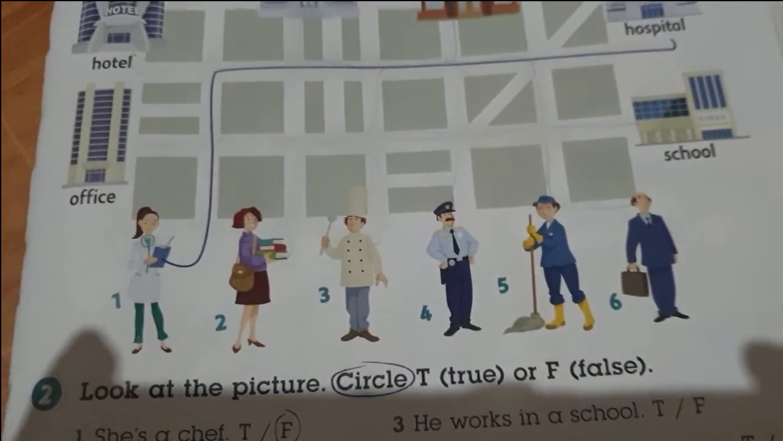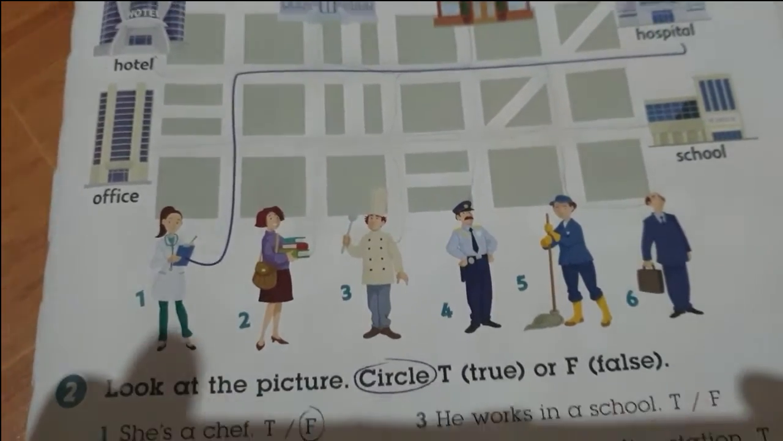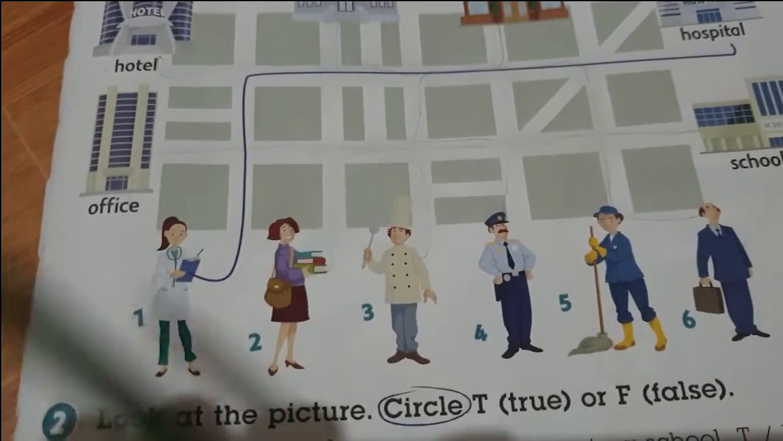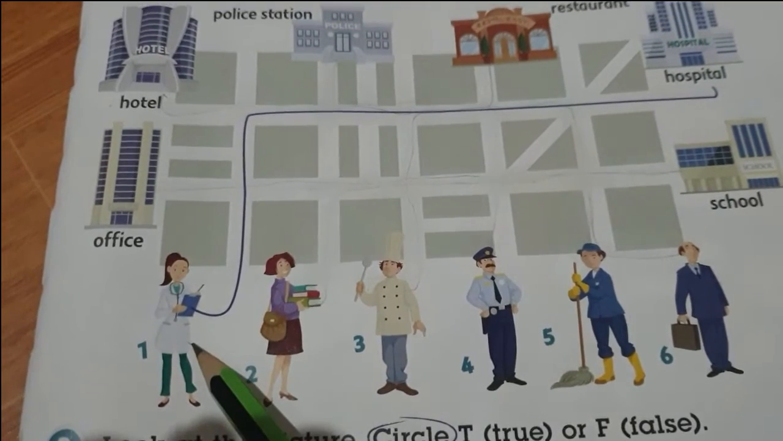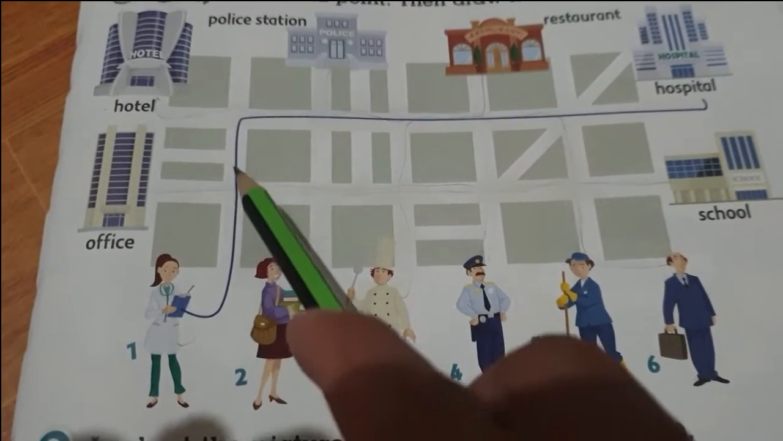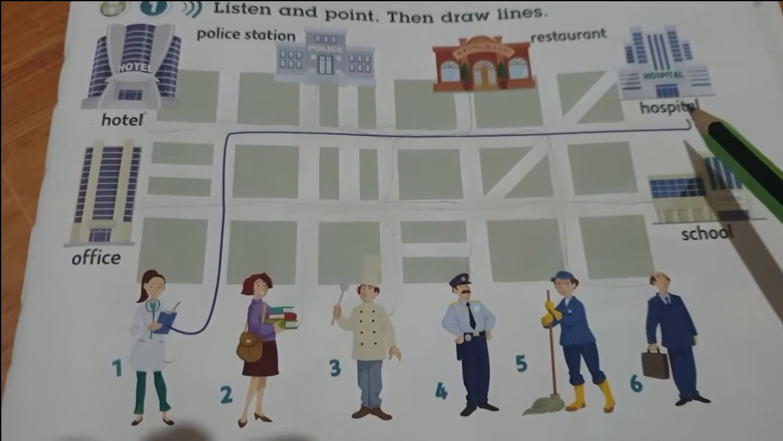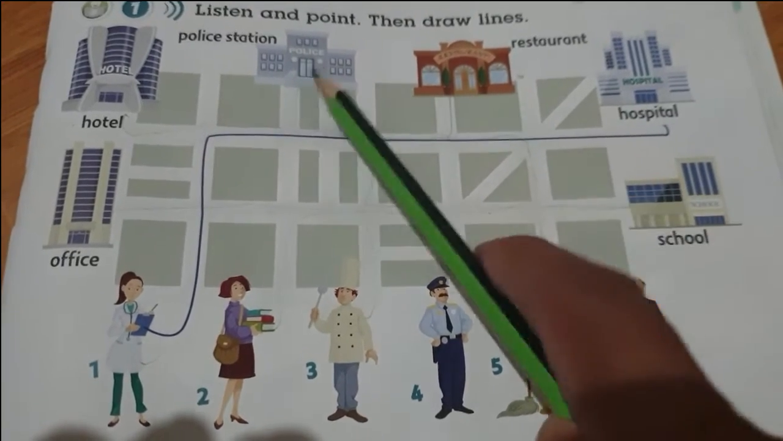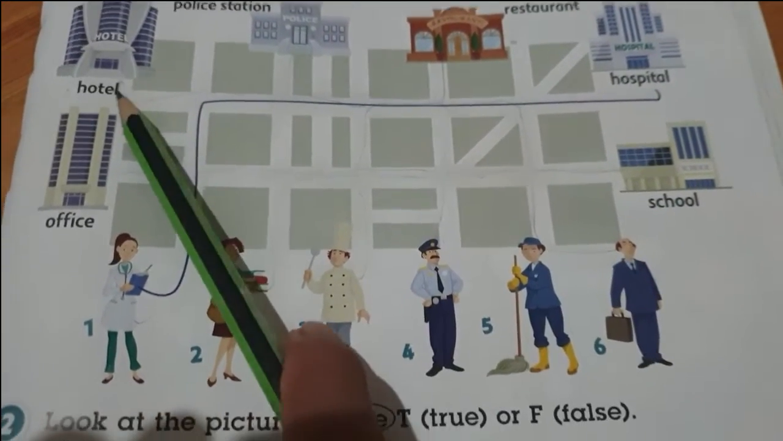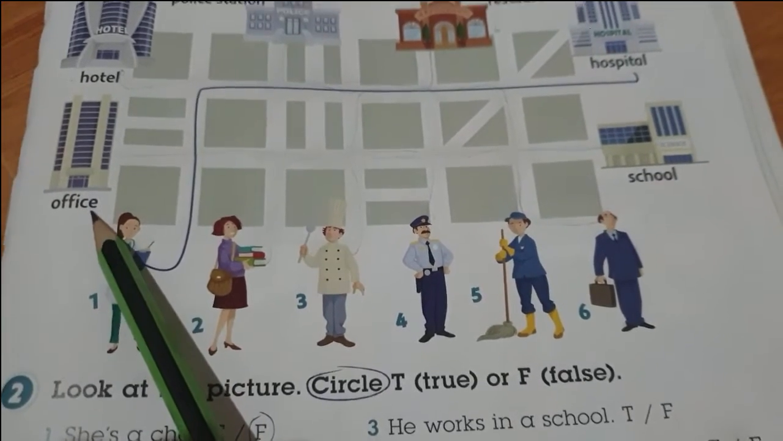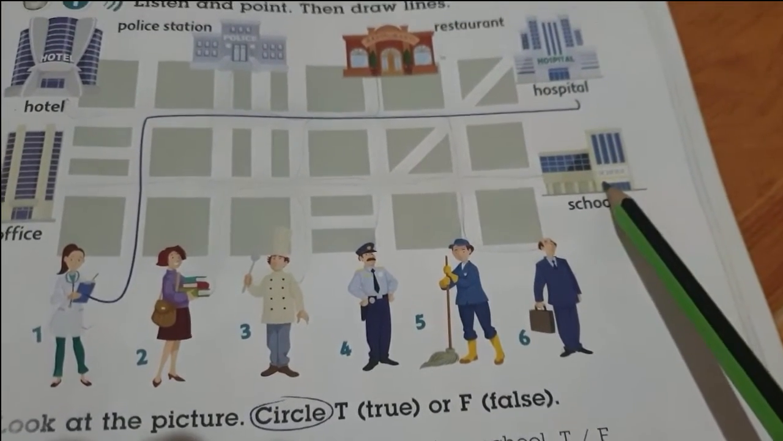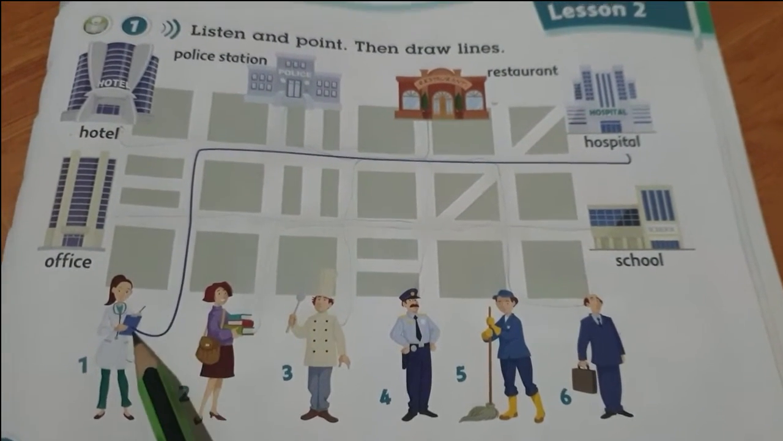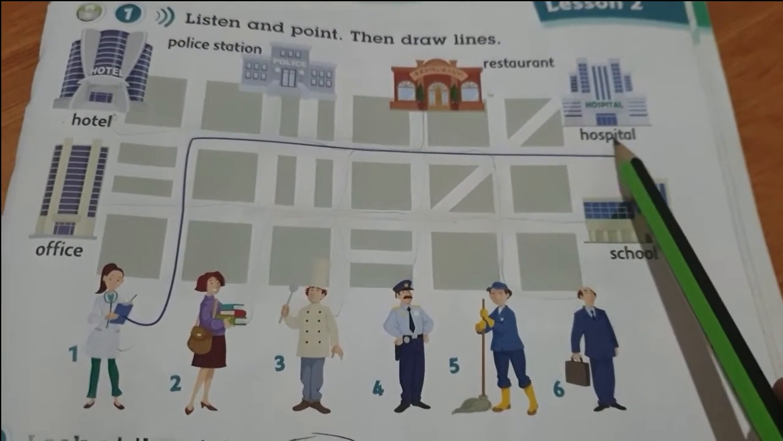What does he do, everyone? What does he do? Yes. Number one, she is a doctor, right? Okay. She is a doctor. So, teacher gave you the drawing already. So we have the words: hospital, restaurant, police station, hotel, office, school. Okay. So number one, where does she work, everyone? Yeah, she works in the hospital.